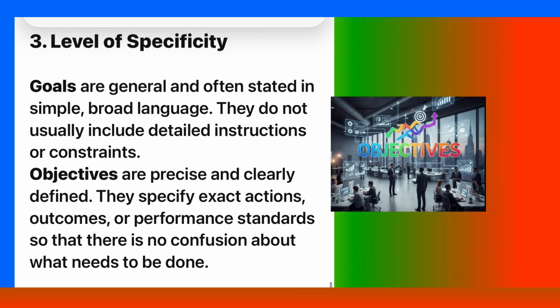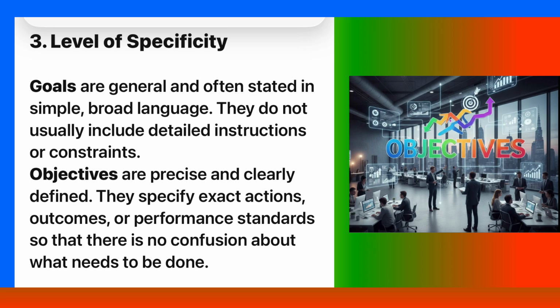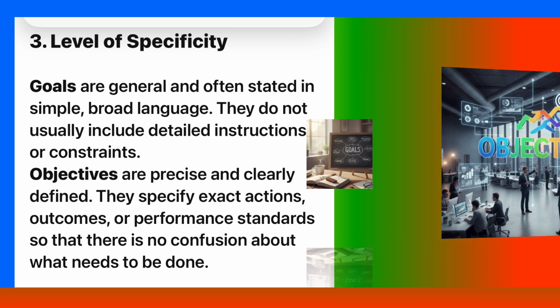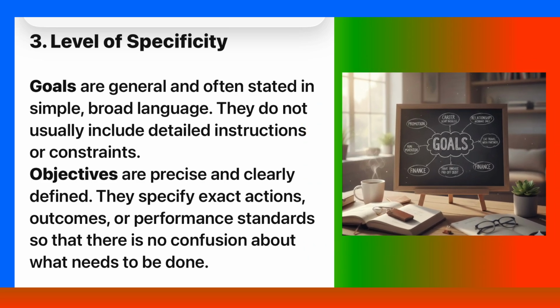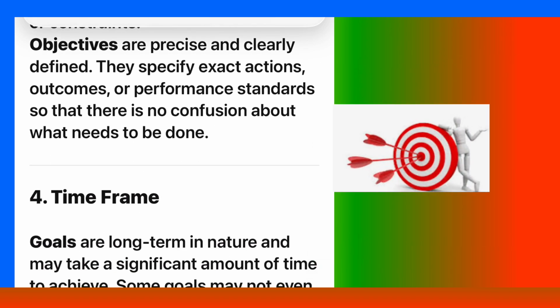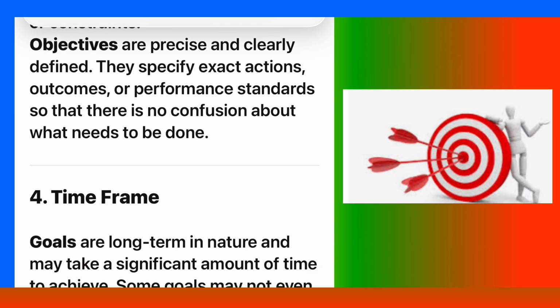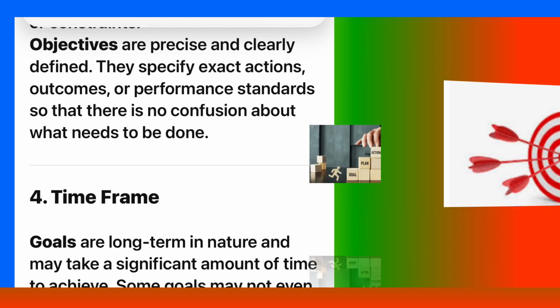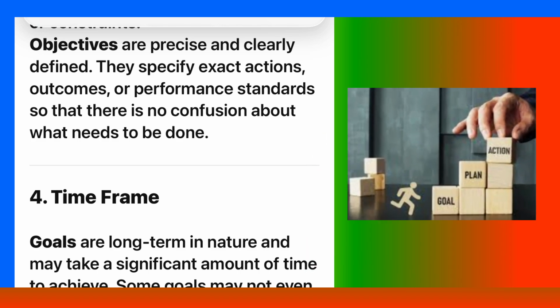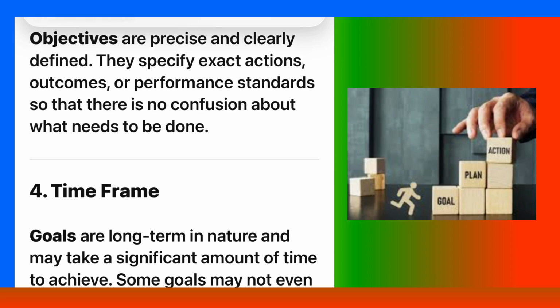3. Level of specificity. Goals are general and often stated in simple, broad language. They do not usually include detailed instructions or constraints. Objectives are precise and clearly defined. They specify exact actions, outcomes, or performance standards so that there is no confusion about what needs to be done.